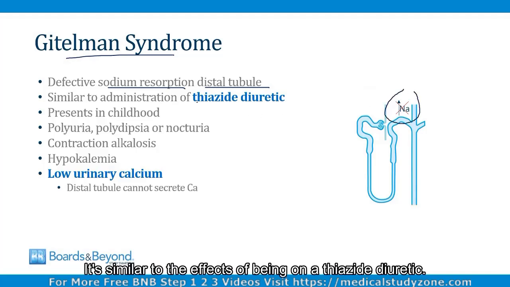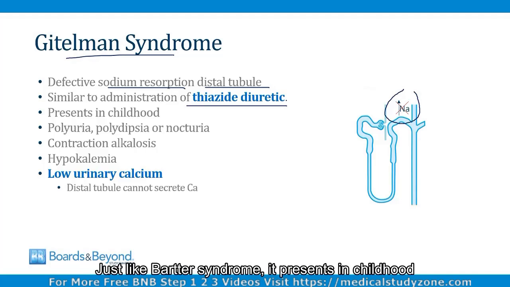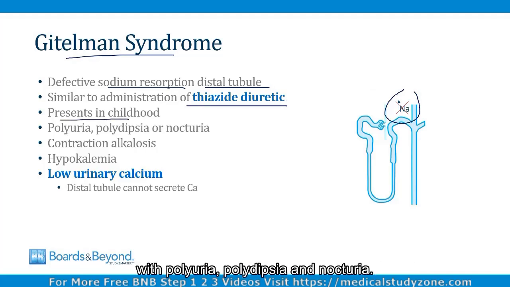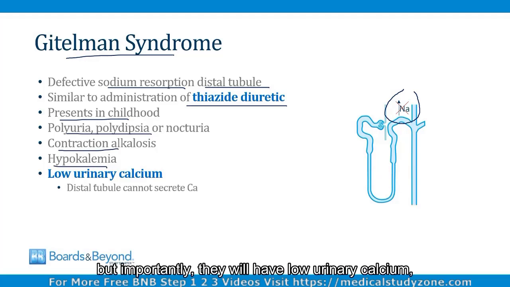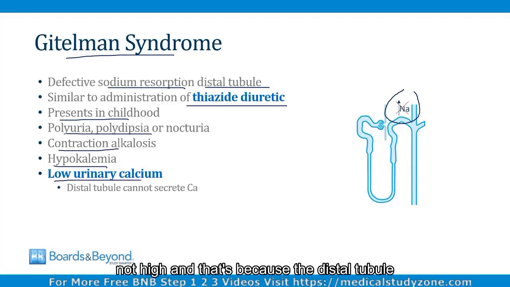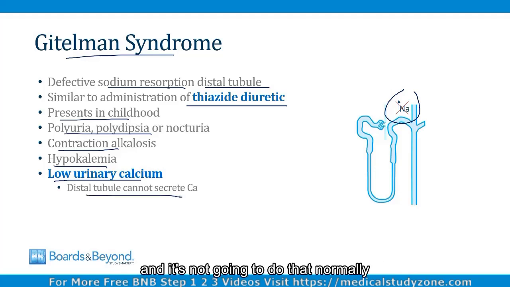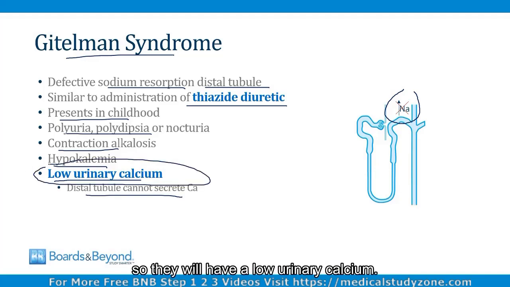It's similar to the effects of being on a thiazide diuretic. Just like Bartter syndrome, it presents in childhood with polyuria, polydipsia, and nocturia. These children also can develop a contraction alkalosis and hypokalemia, but importantly, they will have low urinary calcium, not high, and that's because the distal tubule normally secretes calcium, and it's not going to do that normally in children with Gitelman syndrome, so they will have a low urinary calcium.